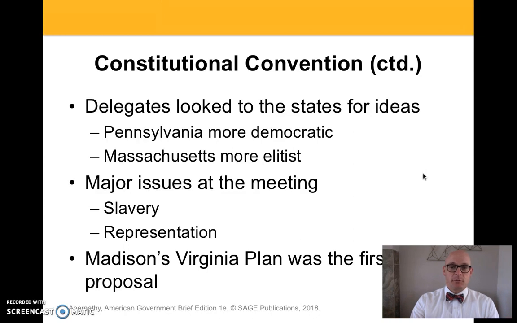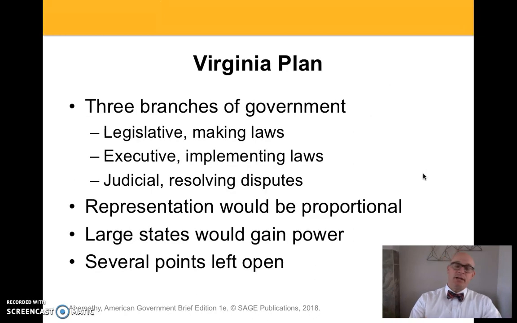Virginia plan was the first proposal. They said we should have 3 branches of government. We should have a legislative, which is the most powerful, and they make laws. We should have an executive branch that implements the laws, and then a judicial branch that resolves these disputes. All the representation in the Congress and the legislature would be based on proportion of population in the states. So bigger states would have bigger, more power. The larger states would gain a lot of power.